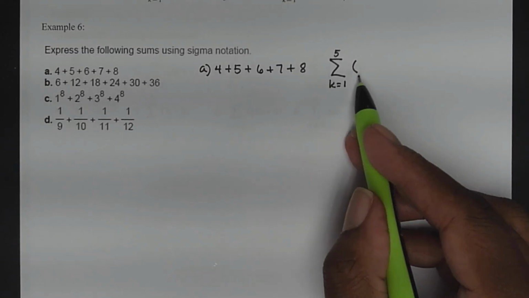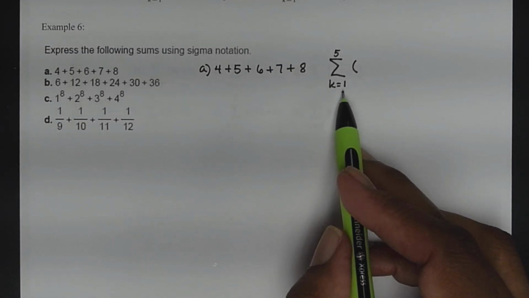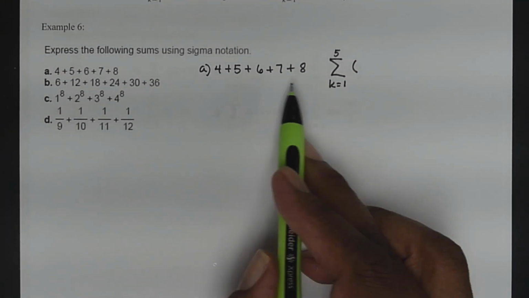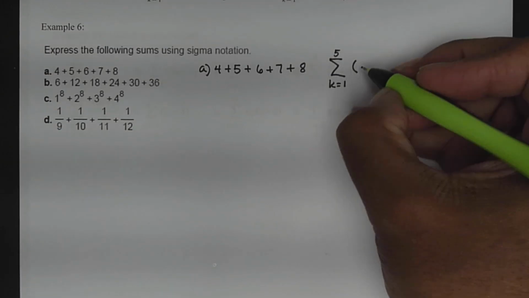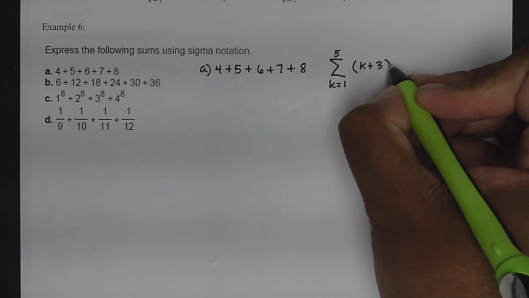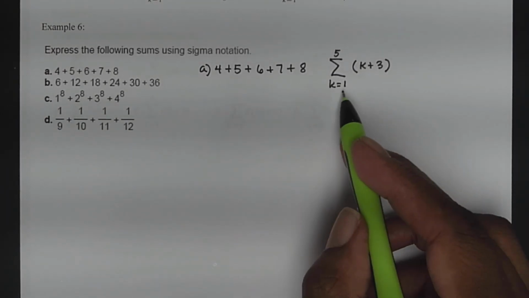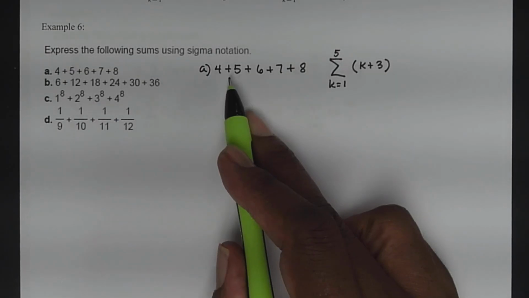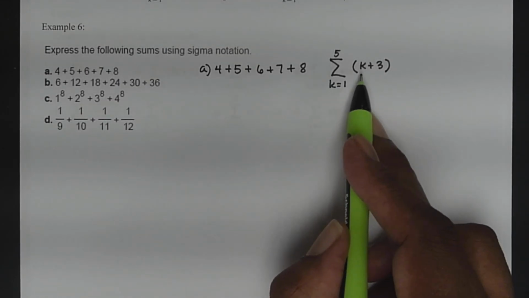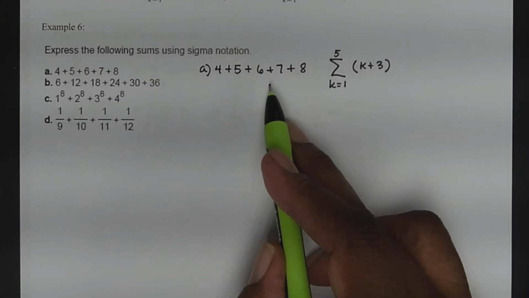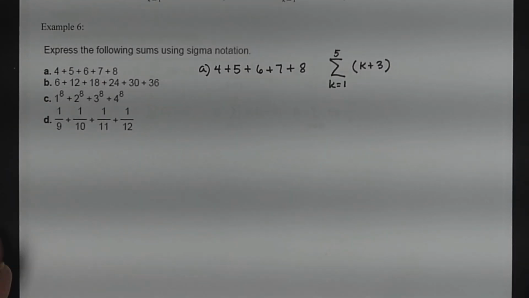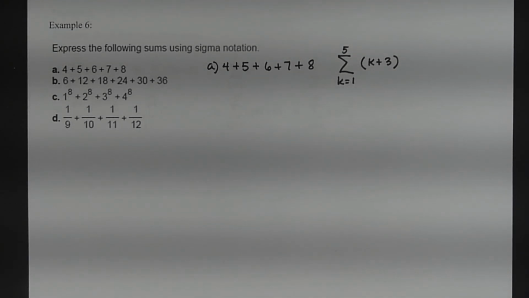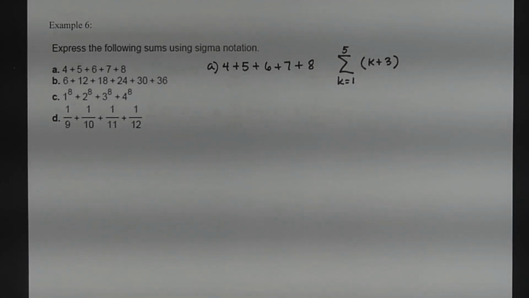Now, to get the expression here, if I'm starting with 1, from 1, I need to get to 4. So what number added to 1 will give me 4? Has to be 3. So it'll be k plus 3. And it makes sense because if I start with 1, 1 plus 3 will give me the 4. For 2, 2 plus 3 will be 5. For 3, 3 plus 3 will be 6. For 4, 4 plus 3 will be 7. And finally for the 5, 5 plus 3 will give me the 8. So using sigma notation will be the summation from k is equal to 1 to 5 of the expression k plus 3.